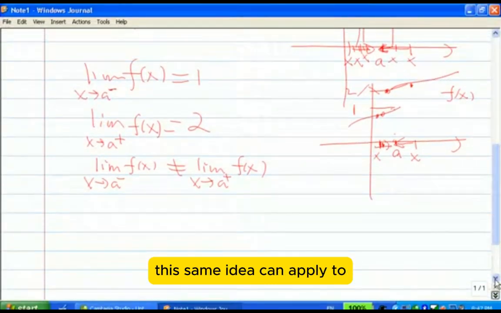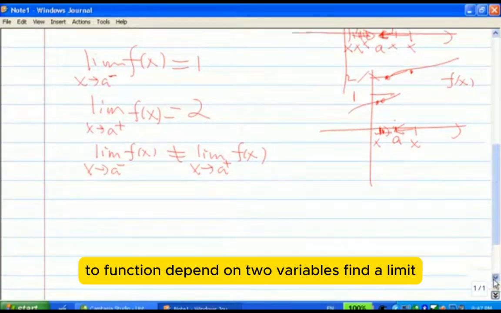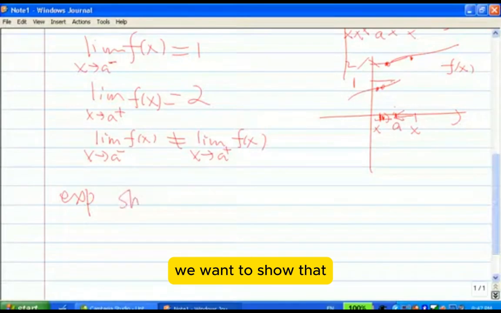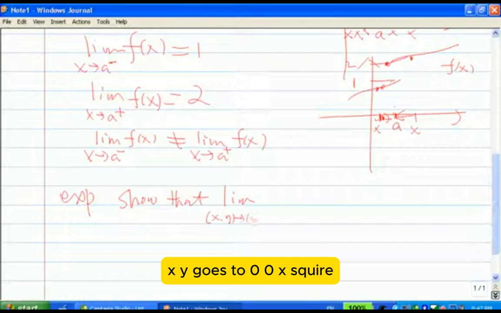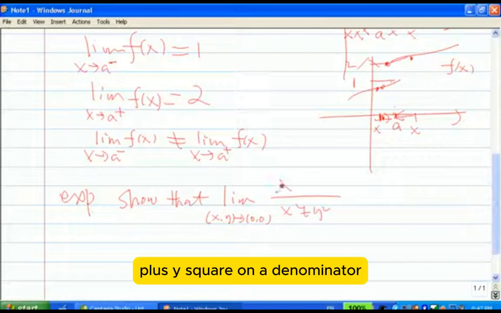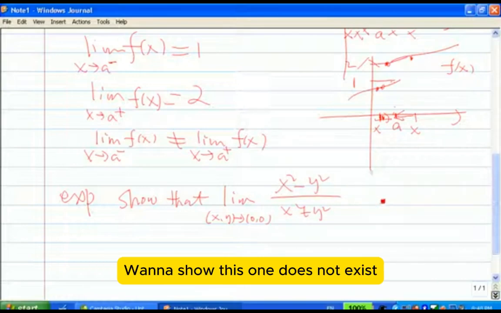The same idea can apply to functions depending on two variables. For example, we want to show that the limit as (x, y) goes to (0, 0) of (x squared minus y squared) over (x squared plus y squared) does not exist.